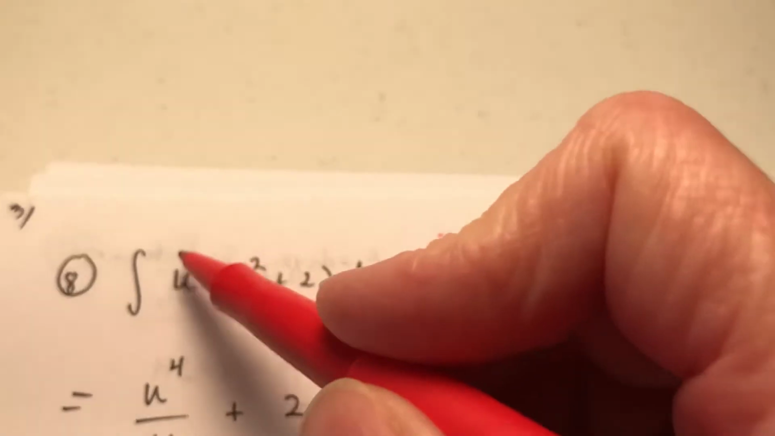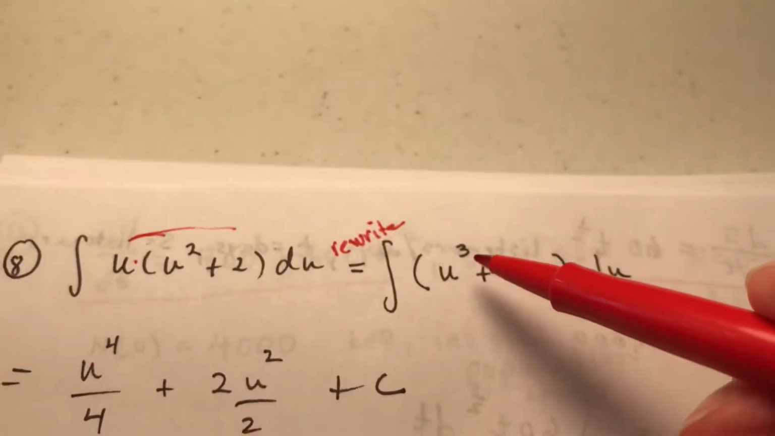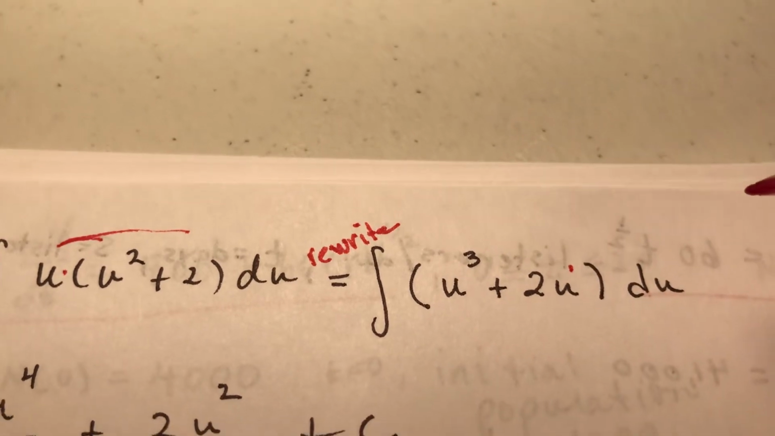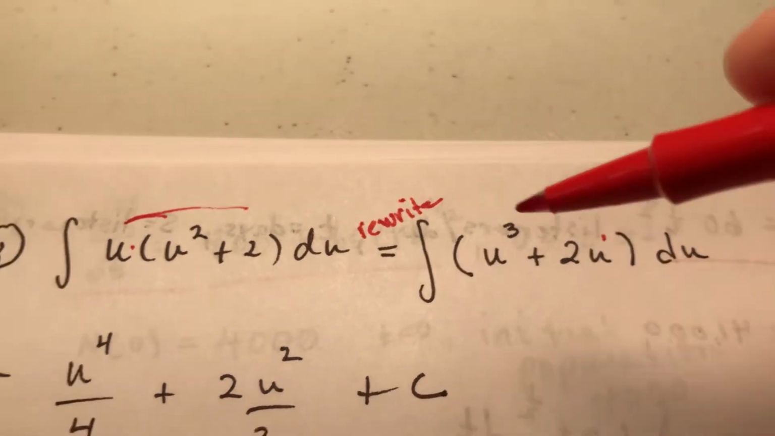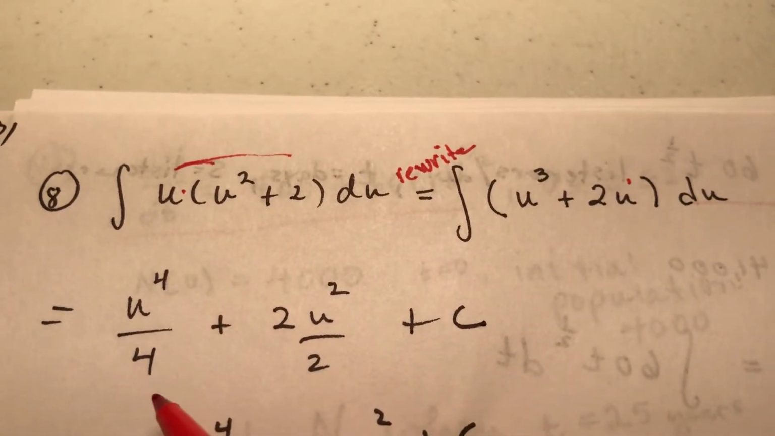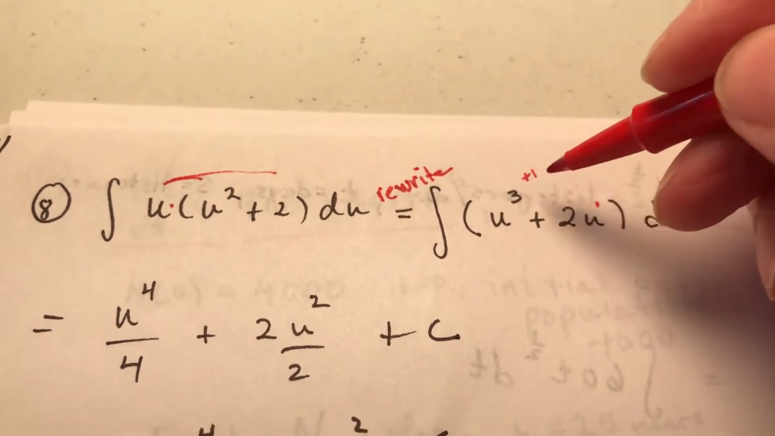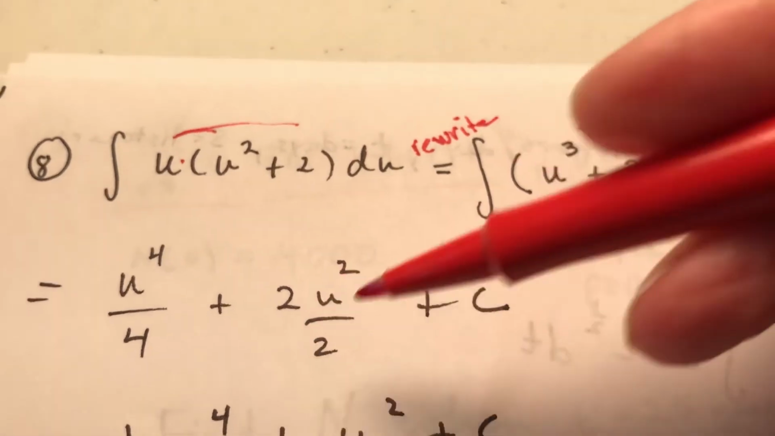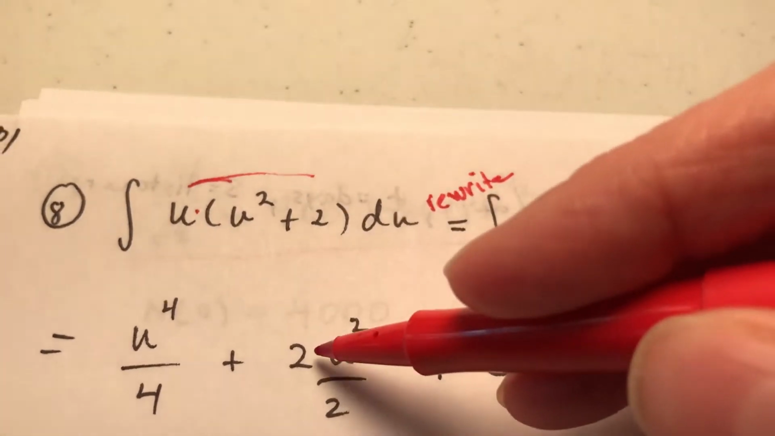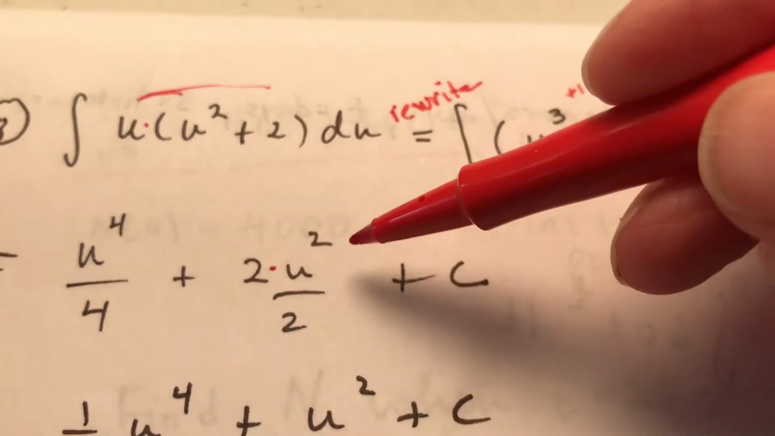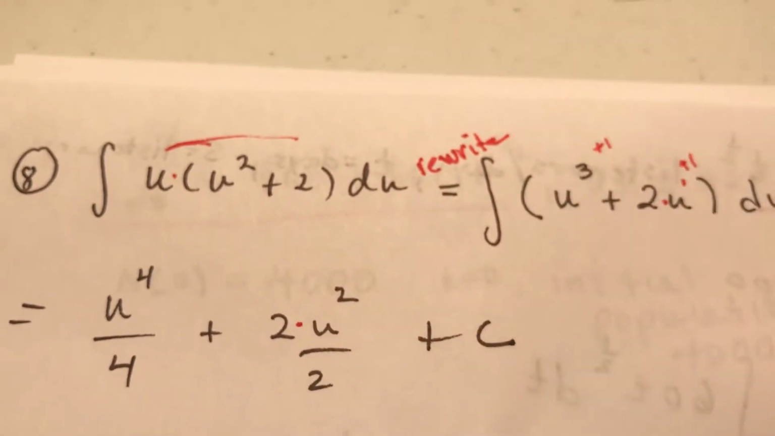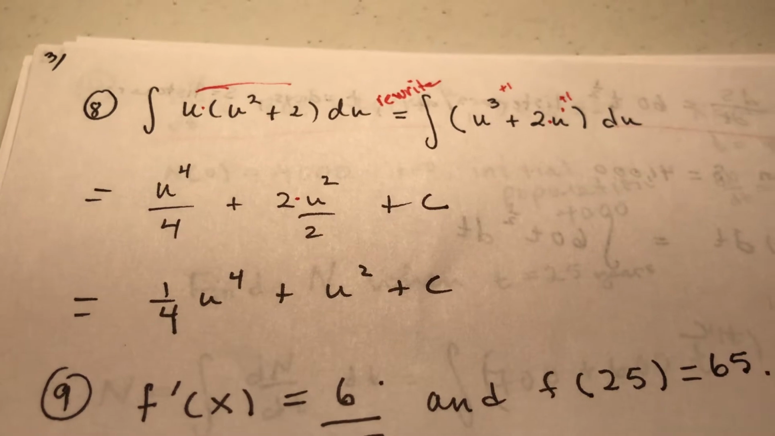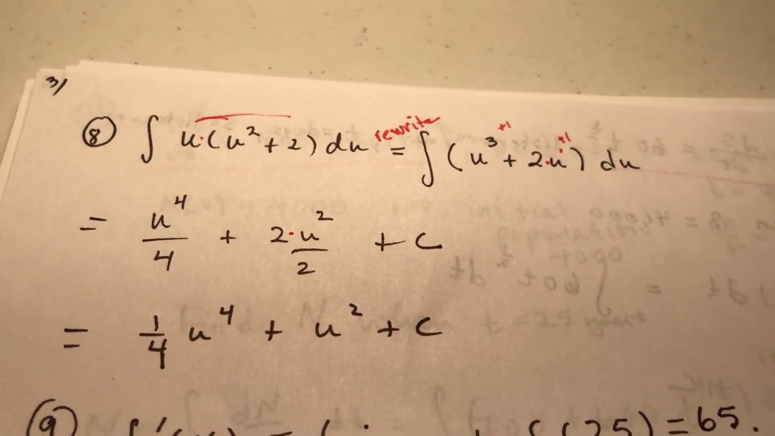And all I did was distribute here. So you get u to the third plus 2u, and this is u to the 1 power. And I'm going to use the power rule. So this becomes u to the 4 over 4. I added 1 and divided by it. And then I'm going to add 1 to that one and divide by it. So you get, and the 2's hanging out there, don't forget that, 2 times u squared over 2. And I see the 2's cancel here. So I get 1/4 u to the 4th plus u squared plus c.